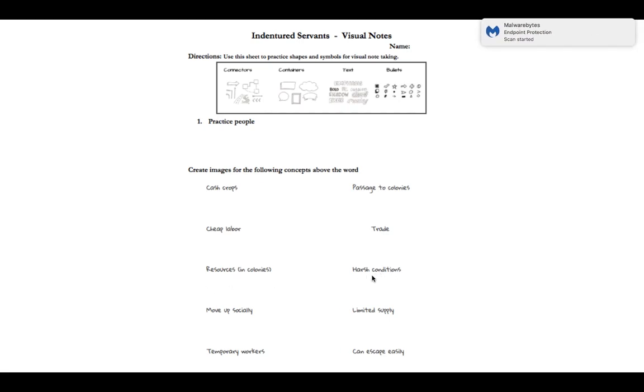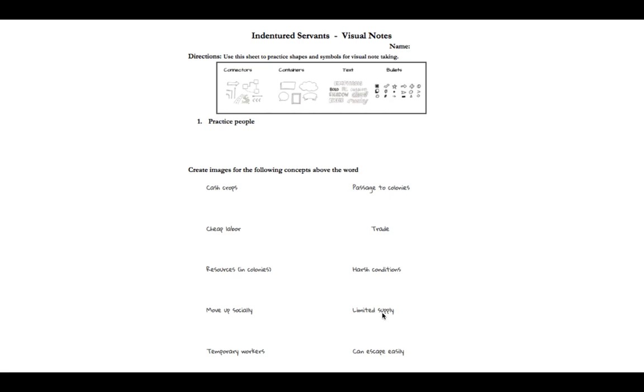Harsh conditions. What symbol could you use to show difficult conditions? That things are bad. Maybe fire or a hot sun or something along those lines. Those are just ideas. You might have a better one. How can you show moving up the social ladder or moving up socially? A ladder might be a good symbol.